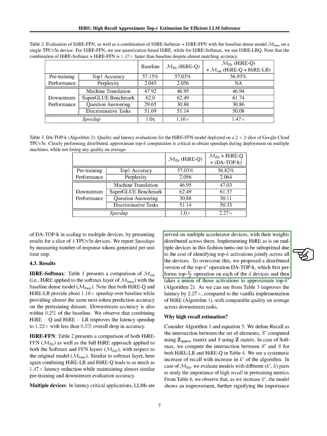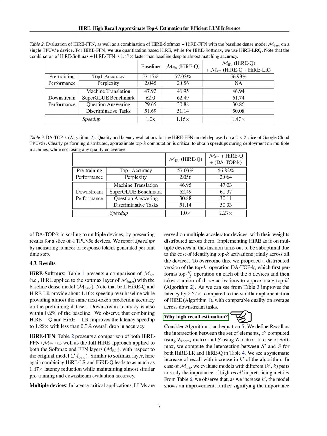When it comes to deploying large language models, LLMs, in latency-critical applications across multiple devices, the standard implementation of HiRE is not optimal due to the overhead of identifying the top K activations across all devices. To address this, we proposed a distributed version of the top K operation, named DA top K. This method first performs a top K divided by D operation on each of the D devices and then combines these activations to approximate the top K. This approach has improved latency by 2.27 times compared to the standard HiRE implementation, with a comparable quality across downstream tasks.